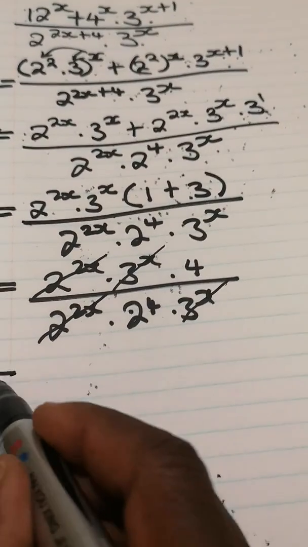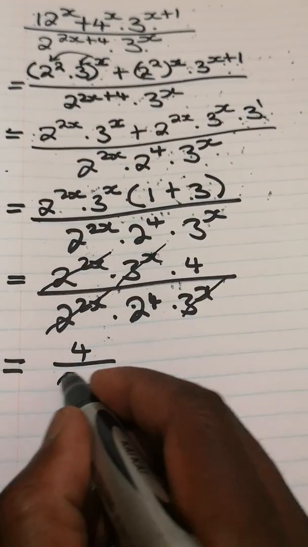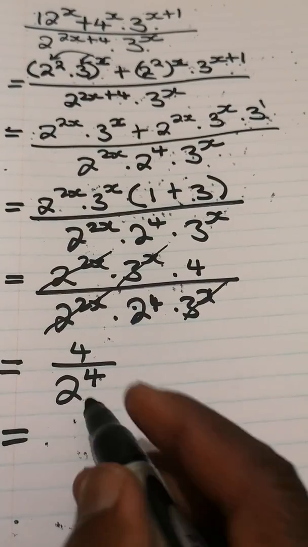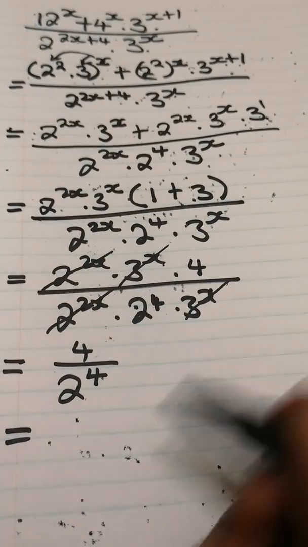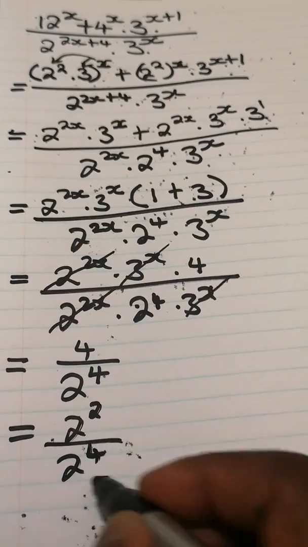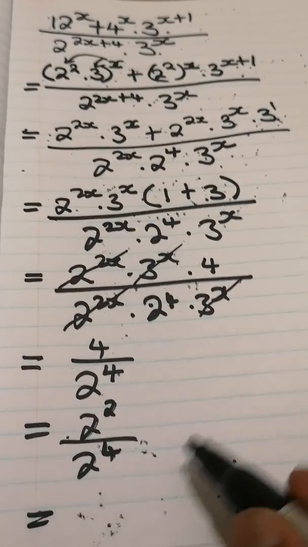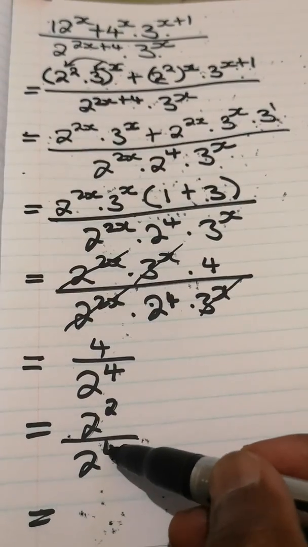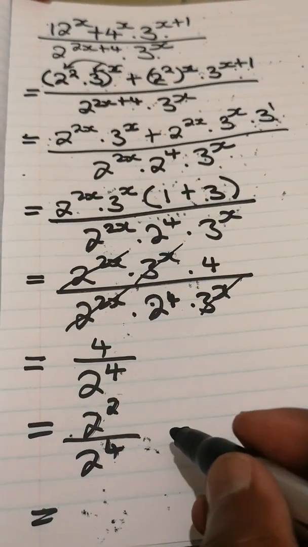Then what do we now have? In the numerator, it's 4 over 2 to exponent 4. Now, what is 2 to exponent 4? Or we can express 4 in terms of powers of 2, which means it's 2 to exponent 2 divided by 2 to exponent 4. I'm just using laws of exponents. Then from there, we can see that since we have a bigger exponent in the denominator, we are going to take the one in the numerator into the denominator.